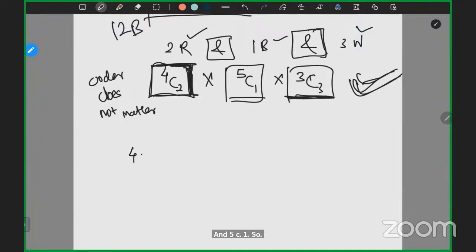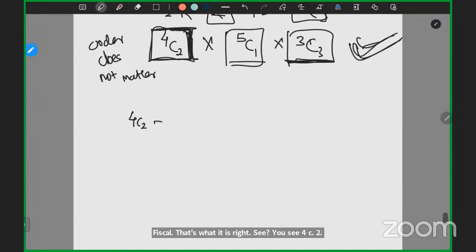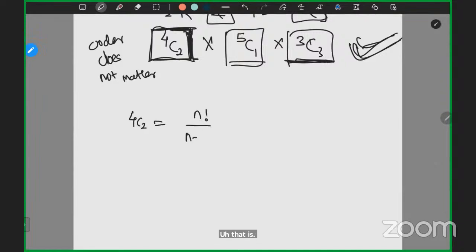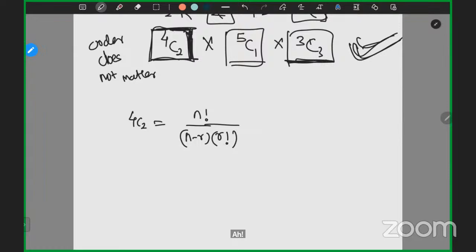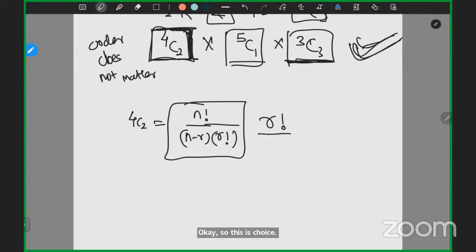See, if you see 4C2, that is n factorial over n minus r factorial and r factorial, right? And what I'm saying is divide the whole thing by r factorial, or multiply. This is 4C2, then I need to arrange them. Okay, so this is choice. I can arrange them in r factorial ways, divide by 2 factorial or something, right?